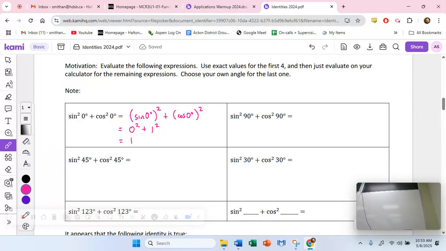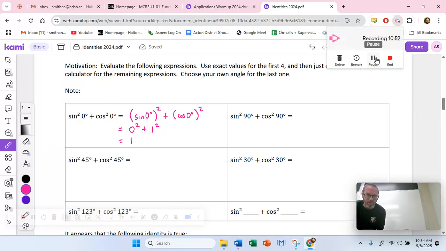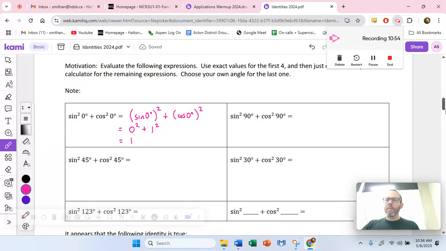Are you guys convinced it's equal to 1? Can you use your calculators and do sine squared 90 plus cos squared 90? And then if you can, use exact values for the next two. You might need your special triangles if you have them somewhere. I'm going to quickly check on our 3Ms, pause the video, and then I might do the next two with you. All right, 3U people.